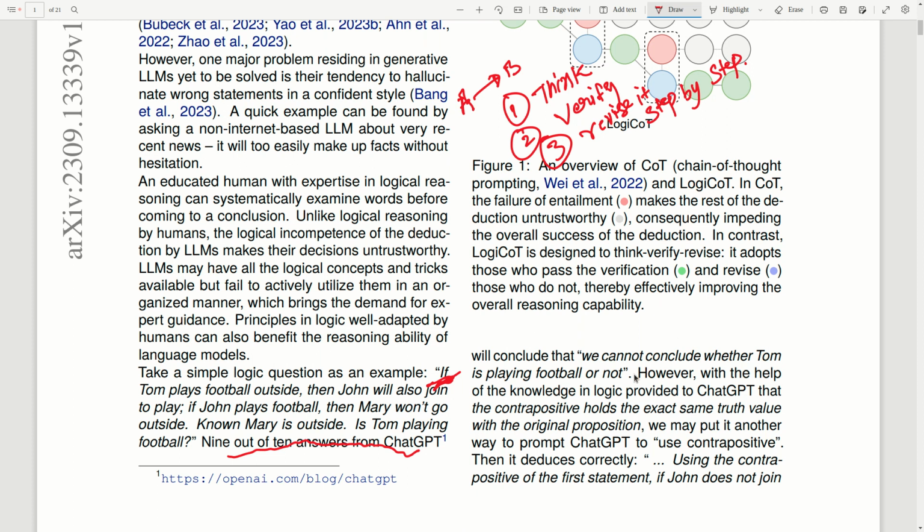But when they provided the prompt to ChatGPT with this thing, contrapositive.